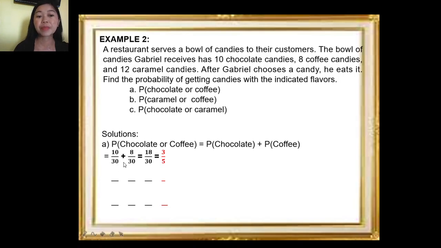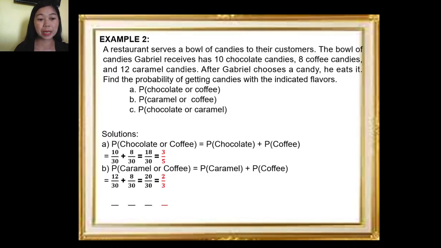Ganun lang siya, ha? Plus, the probability that it is coffee. So, ilan yung coffee? There are 8 coffee candies over the total number of candies, which is 30. So, we have 8 over 30. Then, adding this to 10, 10 plus 8 is 18 over 30. Simplify, both of these are divisible by 6. So, we have 3 over 5 as the answer for letter A.